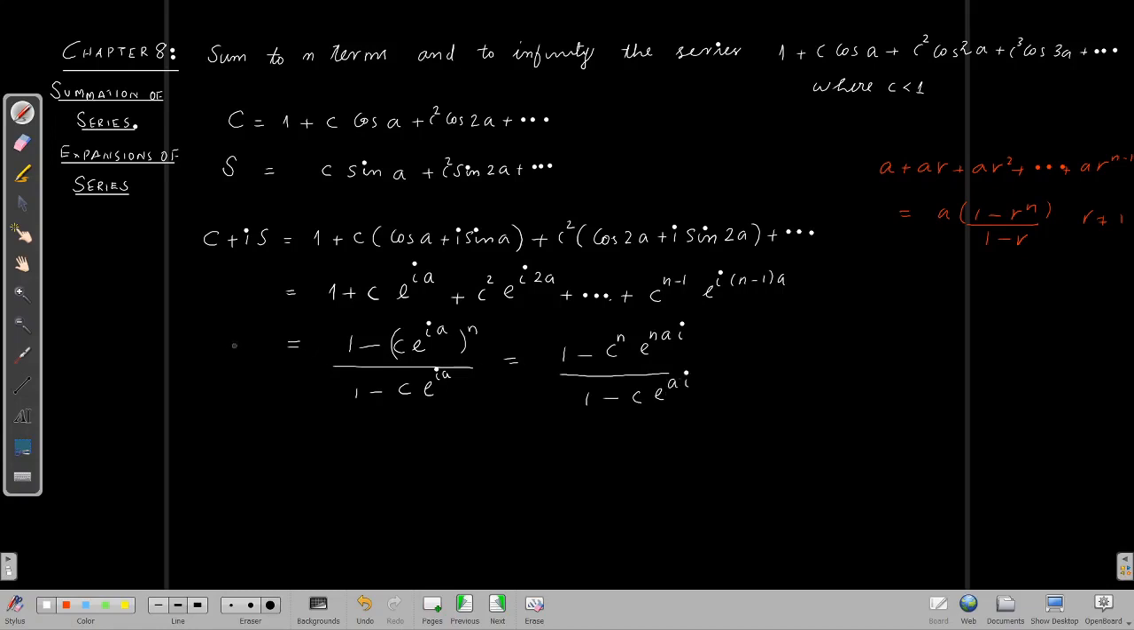Now we can get C plus iS equal to this. If we separate the RHS into real and imaginary parts, the real part will give C. This C is what we have to evaluate, that is the question. So first we have to add the series with a finite number of terms, and then we need to let n tend to infinity.